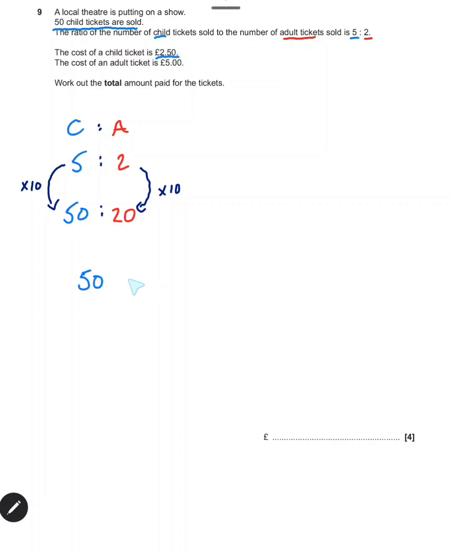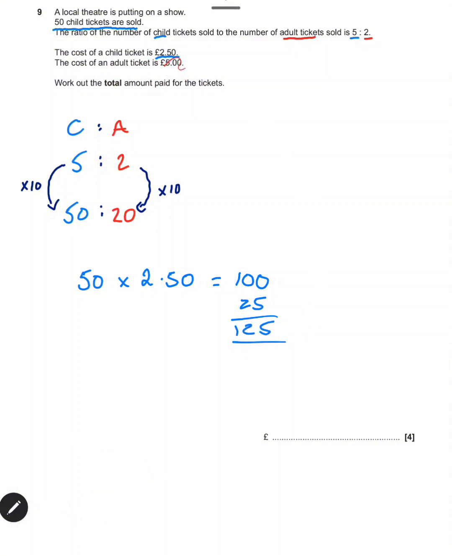We've got 50 tickets and every one costs £2.50. This looks hard, but it's not really. If we do 2 times 50, that's 100. And 0.5 times 50 is just halving. And a half of 50 is 25. So that comes to 125.